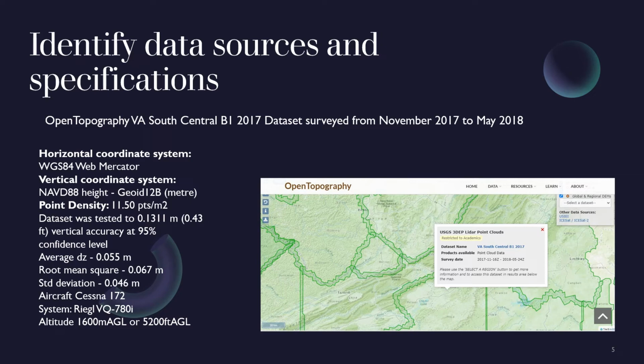The data was collected in a Cessna 172, a single-engine aircraft, with a Riegl VQ-780i system. It was flown at an altitude of 1,600 meters above ground level, or 5,200 feet above ground level.